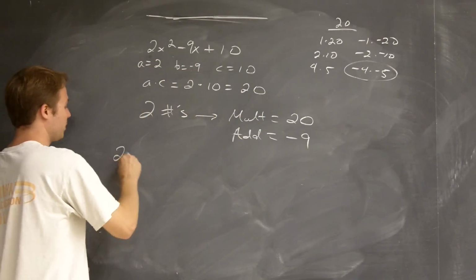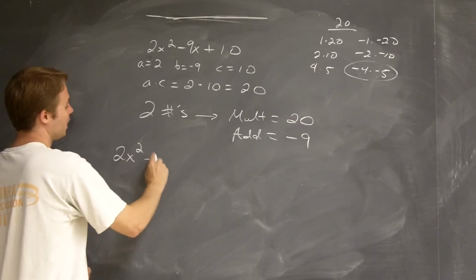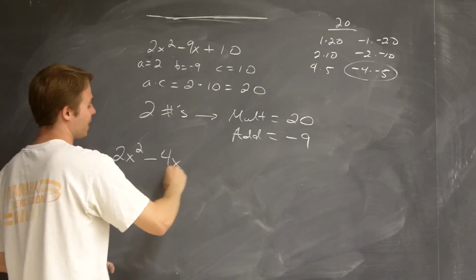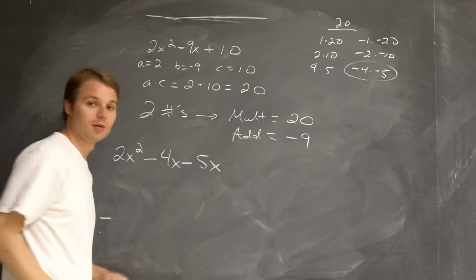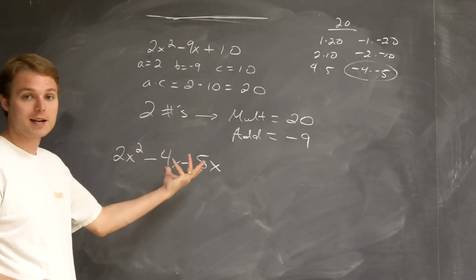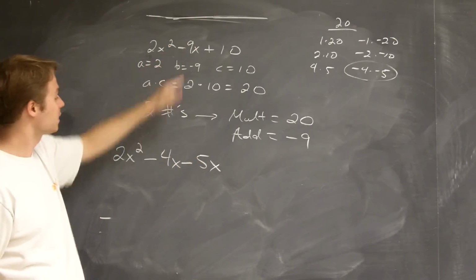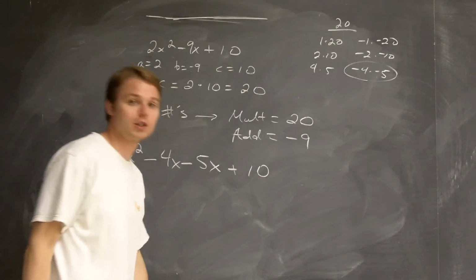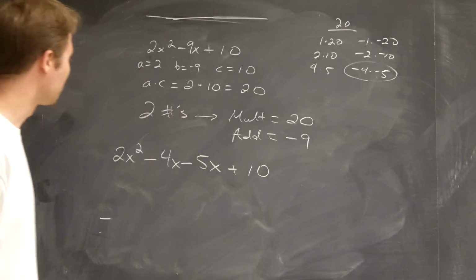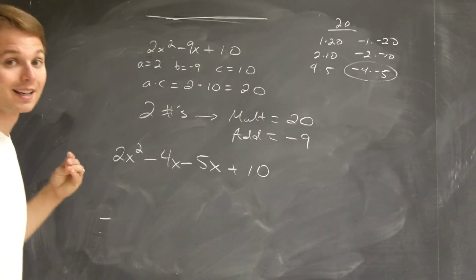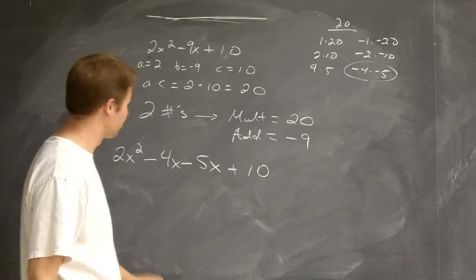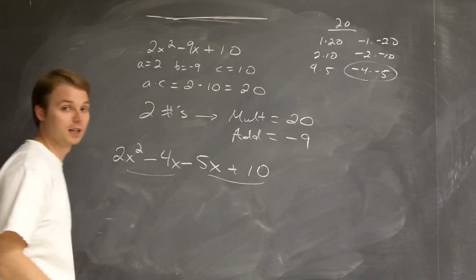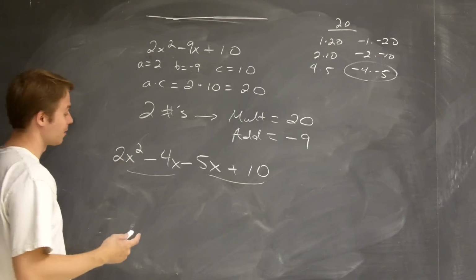I'm just going to rewrite my original expression. Instead of negative 9x, I'm going to rewrite it as negative 4x minus 5x. Right, because that's the same thing. Negative 4x minus 5x is equal to negative 9x. And then I'll have the plus 10. So I'm just rewriting the expression with some different terms. And now the idea is that I can factor this by grouping. So I can group the first two terms together and the second two terms together, and hopefully I'll be able to get something out.